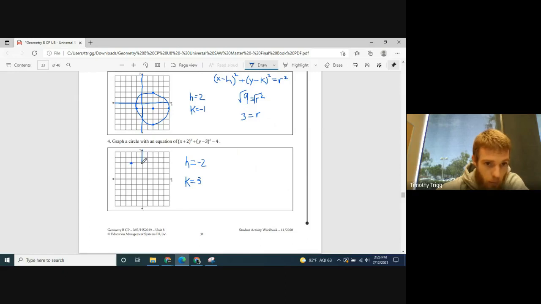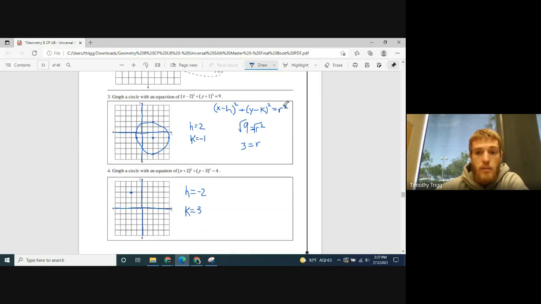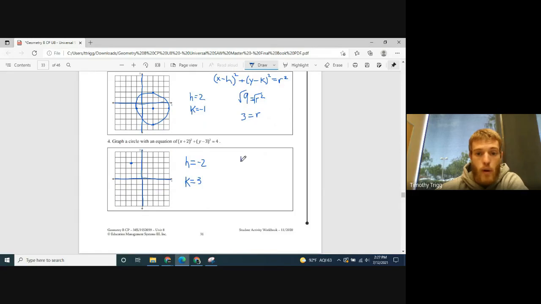Again, this is my y-axis, and this is my x-axis. And I go negative 2, positive 3, like that. Now, my standard equation has r squared over here, so my r squared is 4 in this case. So how do I get r by itself? Well, you square root both sides. That'll give me that the radius is the square root of 4, which is 2. So I have a radius of 2.